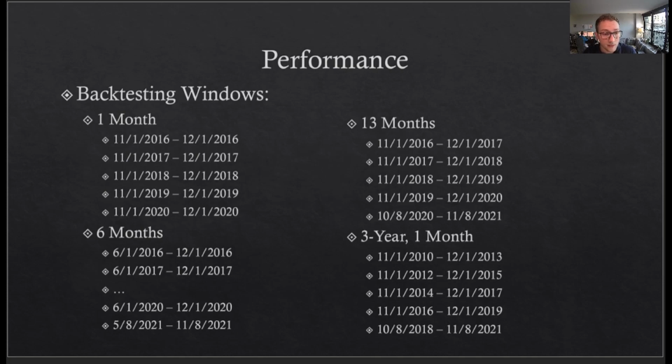So we backtested our algorithm over various periods with a little bit of focus on November. Our 6-month periods date back to 2016 and always include November. We included 13-month periods instead of 1 year to double our insight on November performance, dating back to 2016 as well. And finally, we included some 3-year, 1-month periods to see how our algorithm might perform over a longer time frame with a little more historical context dating back to 2010.